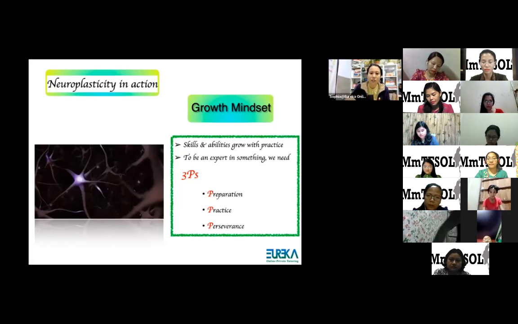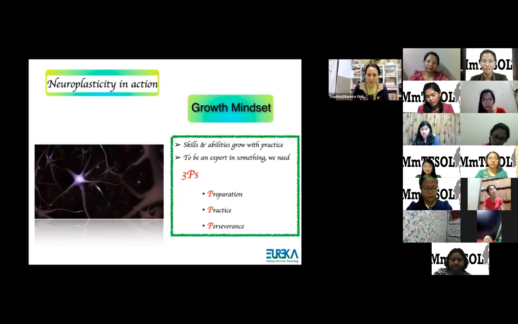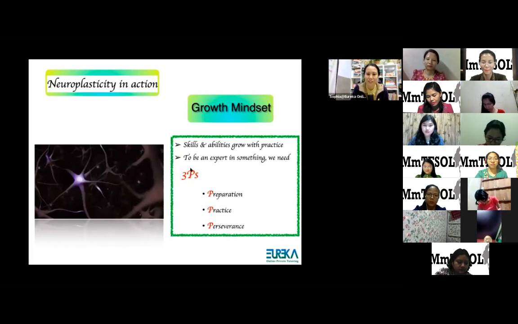But if you want the benefits to manifest in your real life, you need 3 P's here: preparation, practice, and perseverance. So with anything that we do, we need to have the growth mindset, right? Skills and abilities grow with practice. So that's the basic foundation of growth mindset. If you feel like, okay, I'm not quite good at visualization, how do I do that? Easy. Practice, right? Prepare and then persevere. Do it, right? Until you get it.